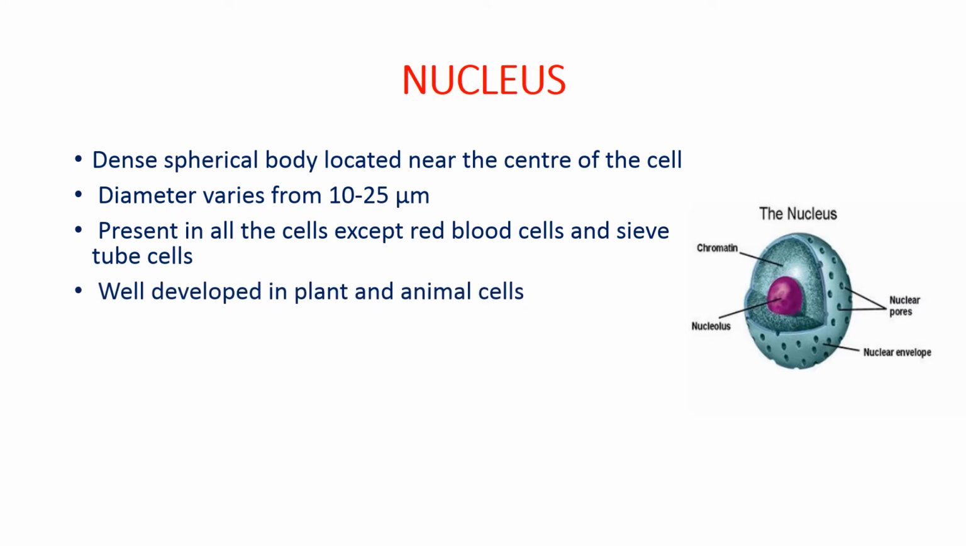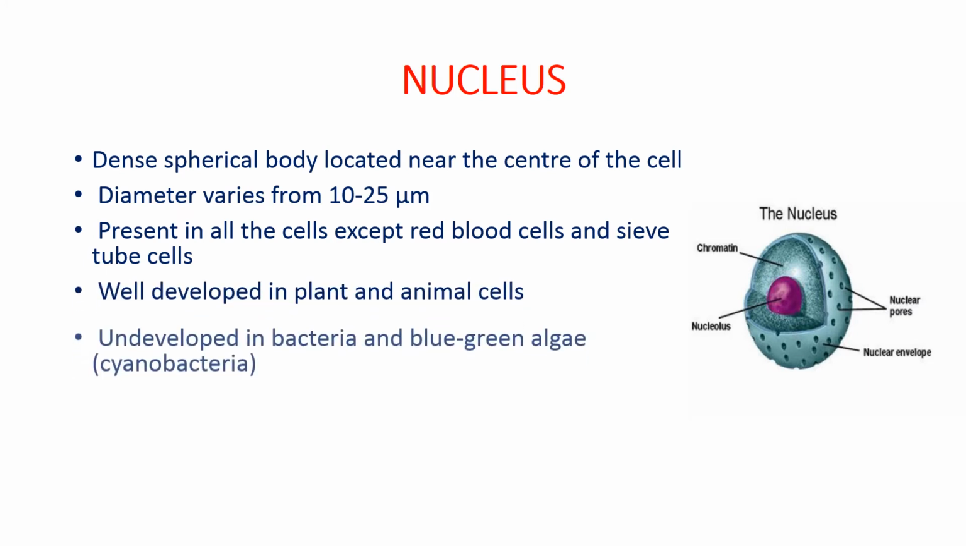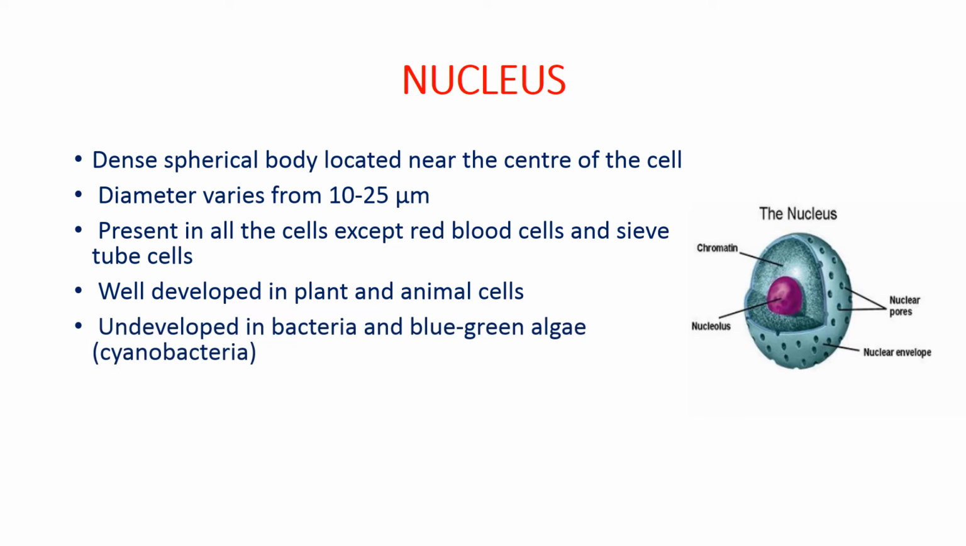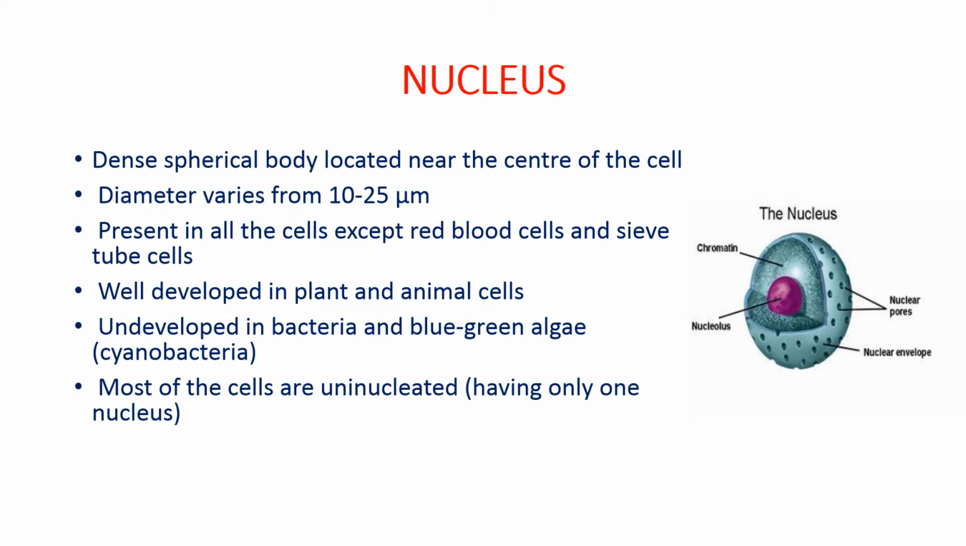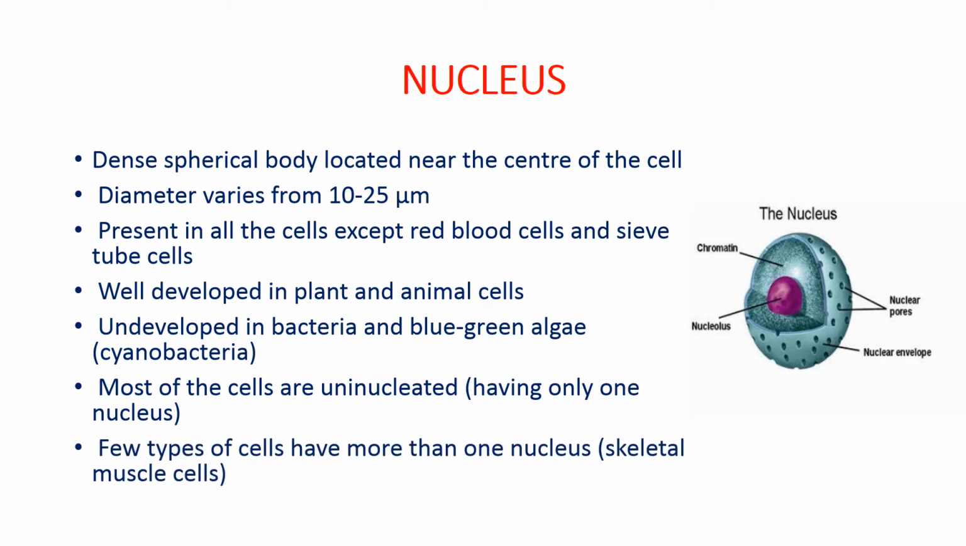Well developed in plants and animal cells. Underdeveloped in bacteria and blue-green algae. We will discuss this in detail in the next portion of this video. Most of the cells are uninucleated, having only one nucleus. Few types of cells have more than one nucleus, as in our skeletal muscle cells.